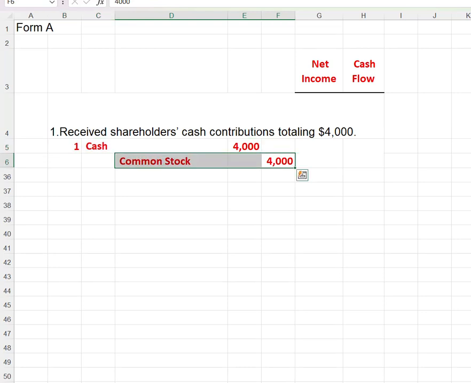This does not affect our income statement because we're not providing a service, so there's no revenue, and we don't have an expense, so there's no change on net income. And this is a financing cash flow. We've raised cash from outside investors.